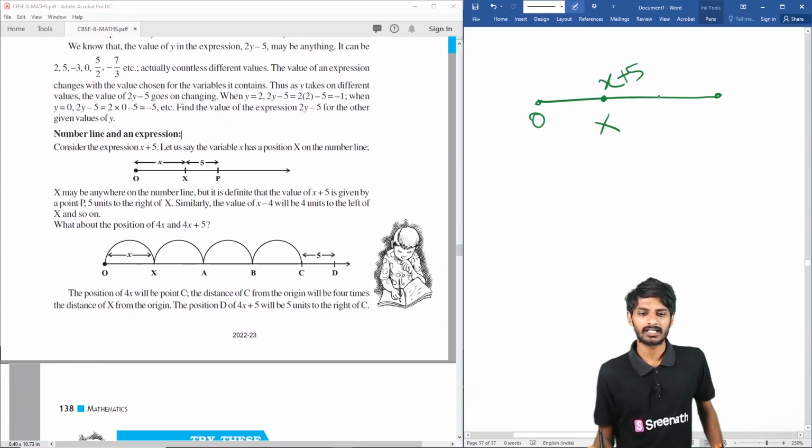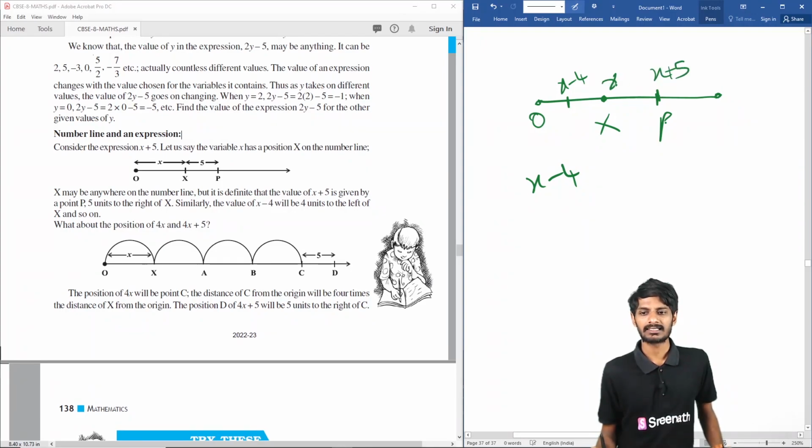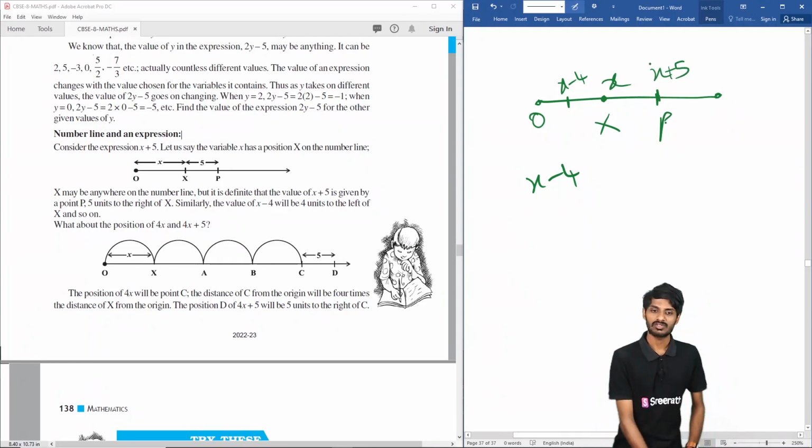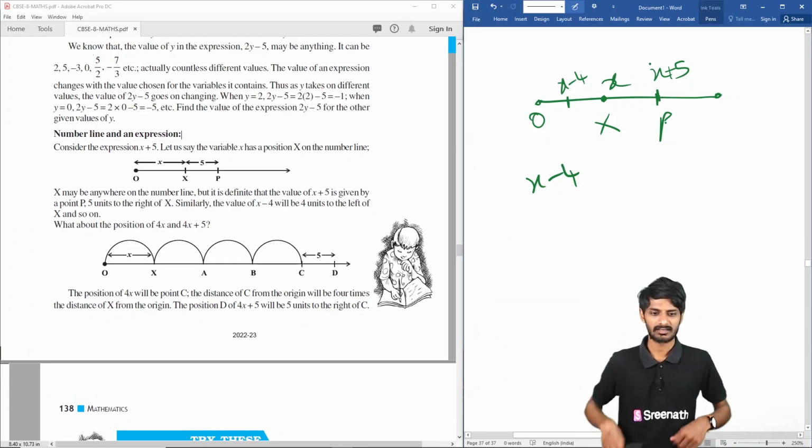So it is located at some distance, point P, which is x plus 5. And suppose if I want to locate x minus 4, then it must be 4 less than x. It is at this point: x minus 4 is here, x plus 5 is here, and x is here. So this is the situation we are having, students.